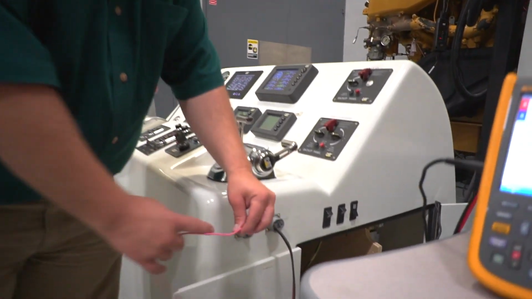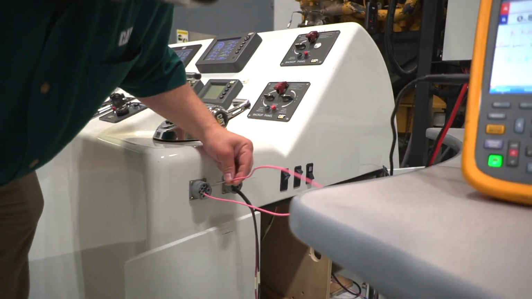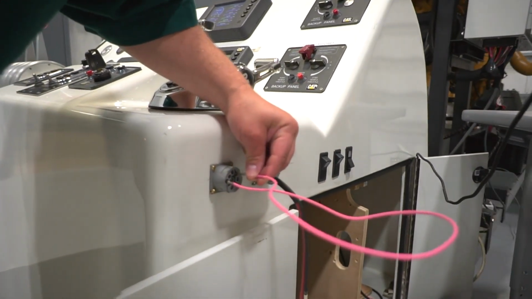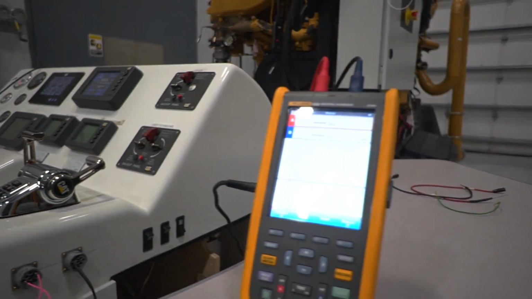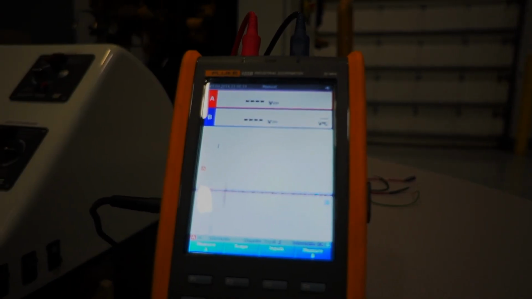So I've got B here, which is ground. Let's just see what happens if we take the CAN plus and ground it out. And you can see our signal really looking bad here, and holy cow, we've got all kinds of alarms going off.